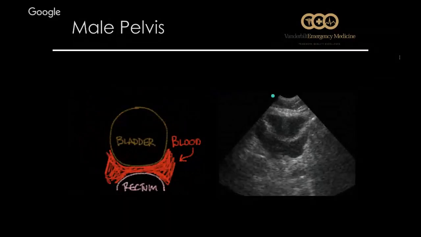So like I said, you can still use the transverse view to evaluate for free fluid, and here's an example of a positive FAST in the transverse plane, scanning through the bladder first, and then it looks like this patient might have two bladders, which is always abnormal, and that's a positive FAST exam.